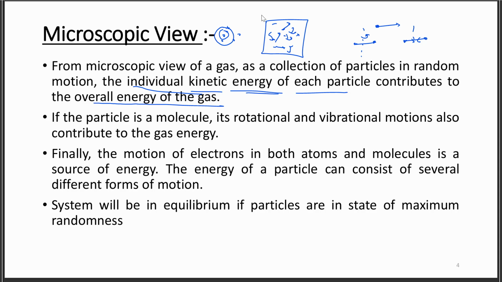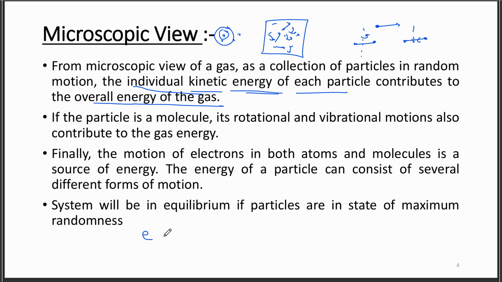So if it has electron, that electron also has motion. So due to the motion of electron, it will also have electronic energy. So in how many forms can the energy of gas be?